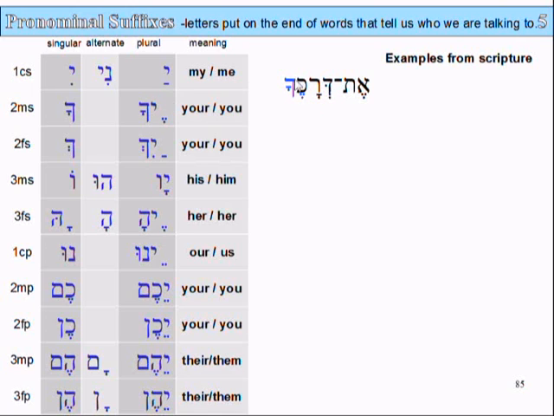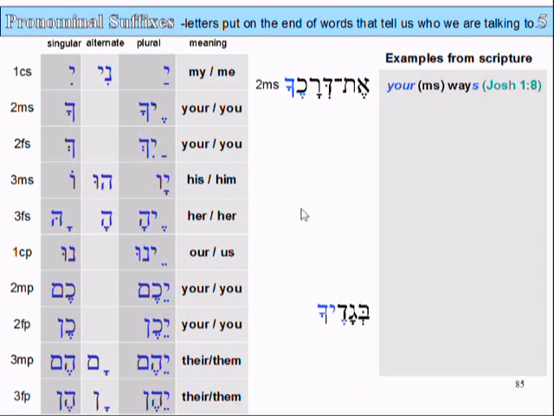In this example, it doesn't have the yod in here. It's a little bit of an exception to the rule, but it's this one here. Your ways. Joshua 1:8, your ways. Et derachecha. And it's the second person masculine singular. Next example.